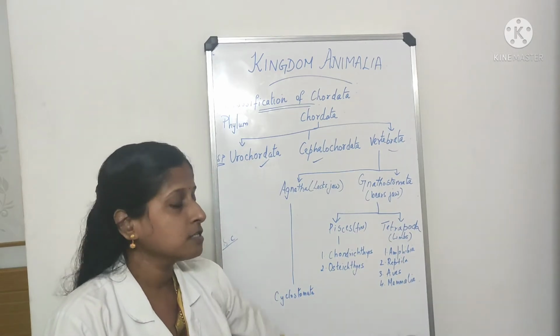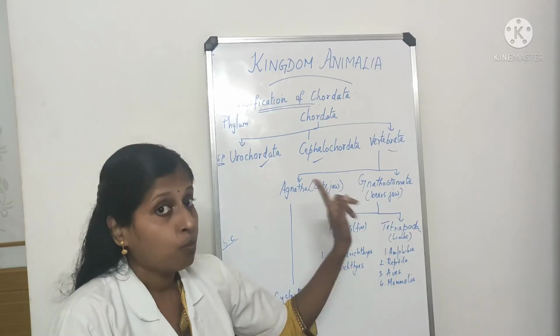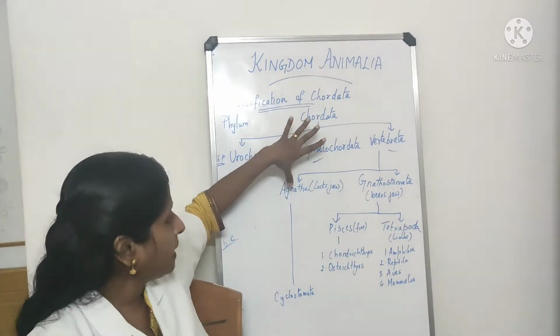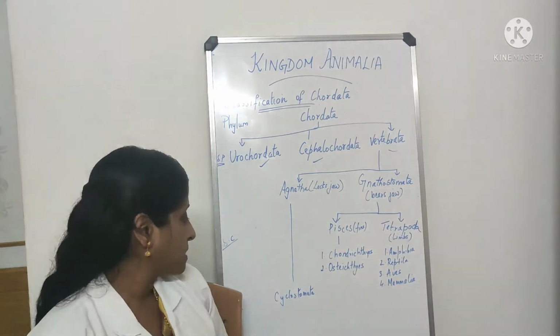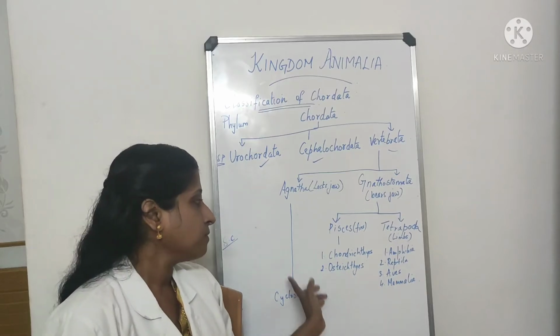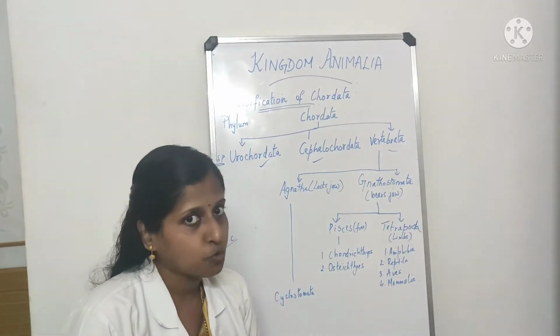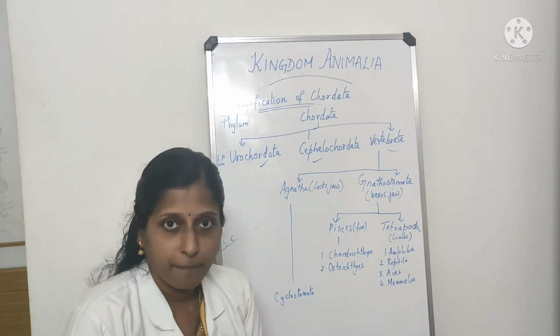Tetrapoda has different classes. What are the different classes? Amphibia, Reptilia, Aves and Mammalia. One by one we will be discussing with examples. Agnatha has one class, that class is called Cyclostomata. They don't have a superclass; rather they have one class called Cyclostomata. We will be discussing each and every category one by one.